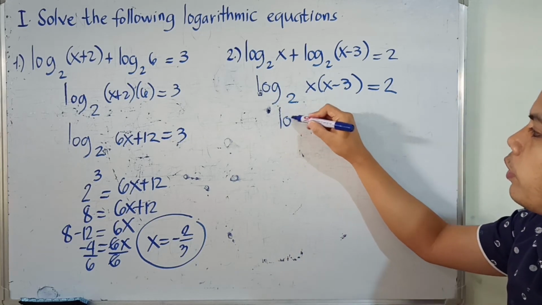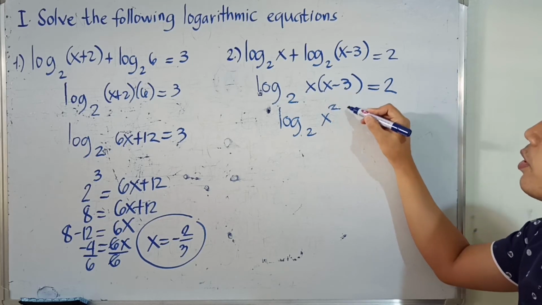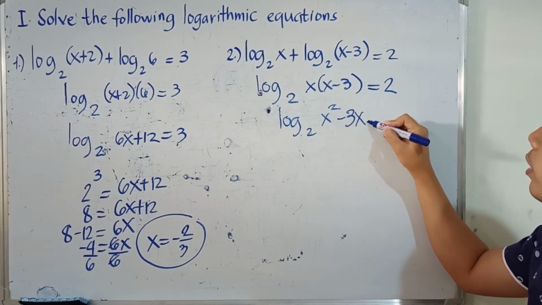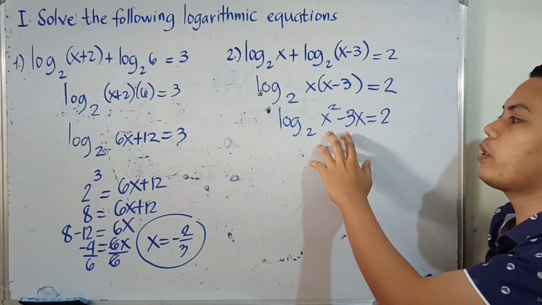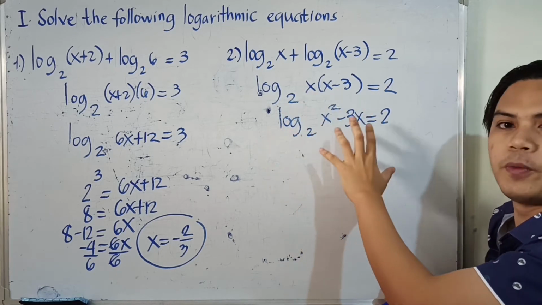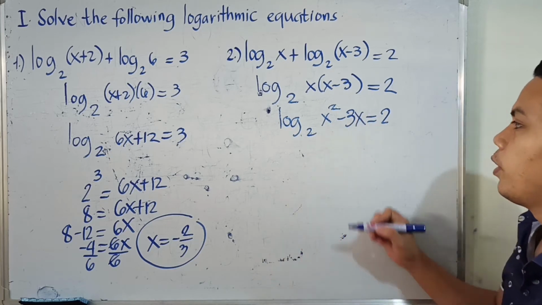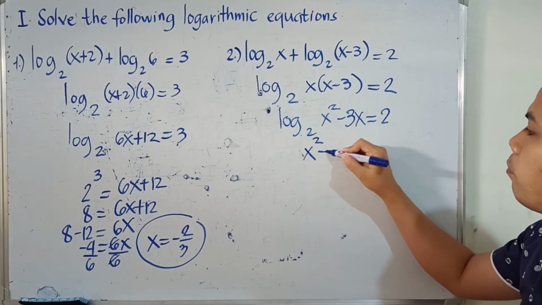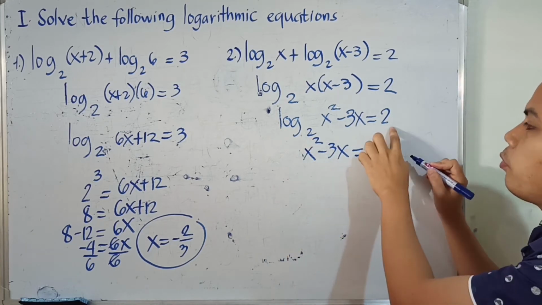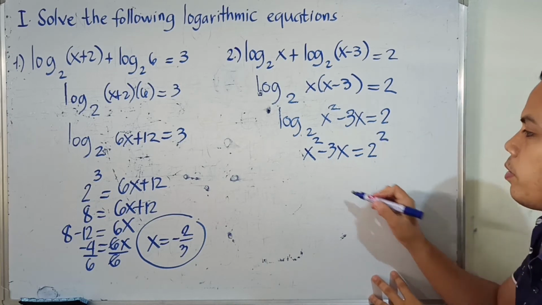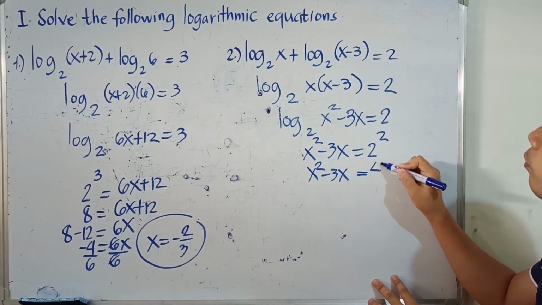Then, we're going to solve it. x times x is x squared. x times negative 3 is negative 3x. After condensing our logarithmic expression, we're going to transform the equation now into an exponential form. So we will have x squared minus 3x is equal to, this would be our base, 2, and this would be our exponent, 2 raised to 2. Let's simplify further, we have x squared minus 3x is equal to 4.